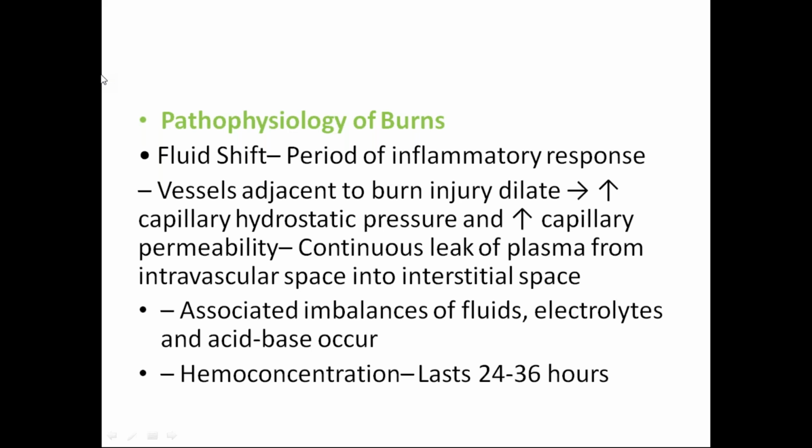Pathophysiology. Generally, because of burns, from the burn area, there will be heat loss and inflammatory mediators come to the burn area, which lead to vessel dilatation, and there will be increase in the capillary hydrostatic pressure and permeability, which leaks the plasma from the intravascular into the interstitial space. Because of this, there will be edema.